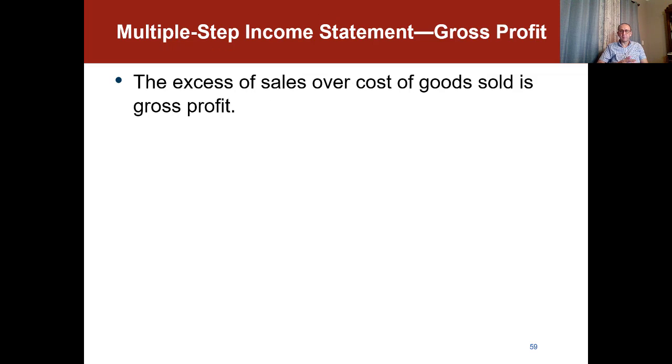Then we have the gross profit, and the gross profit is basically the difference between the sales and the cost of goods sold. So once we get the sales, we subtract from it the cost of goods sold, and we get the gross profit. So these are typically the first three lines in any multiple step income statement. We start with sales, and we deduct cost of goods sold to get the gross profit.